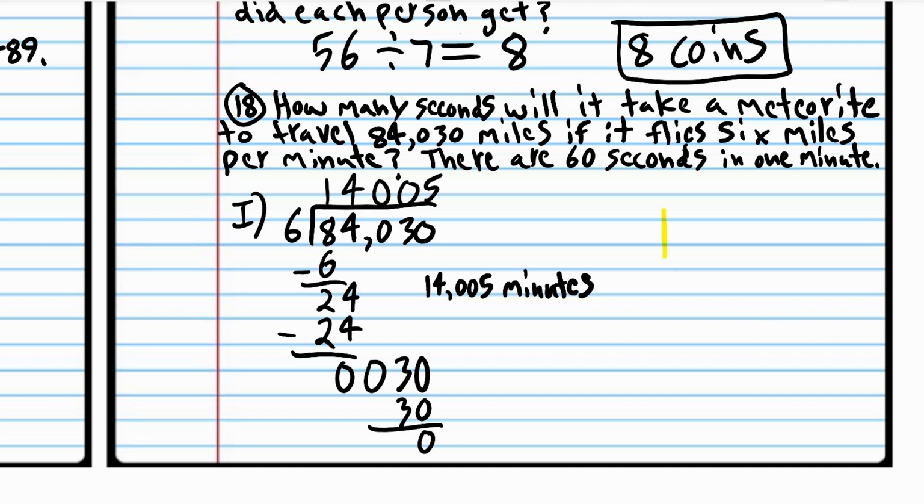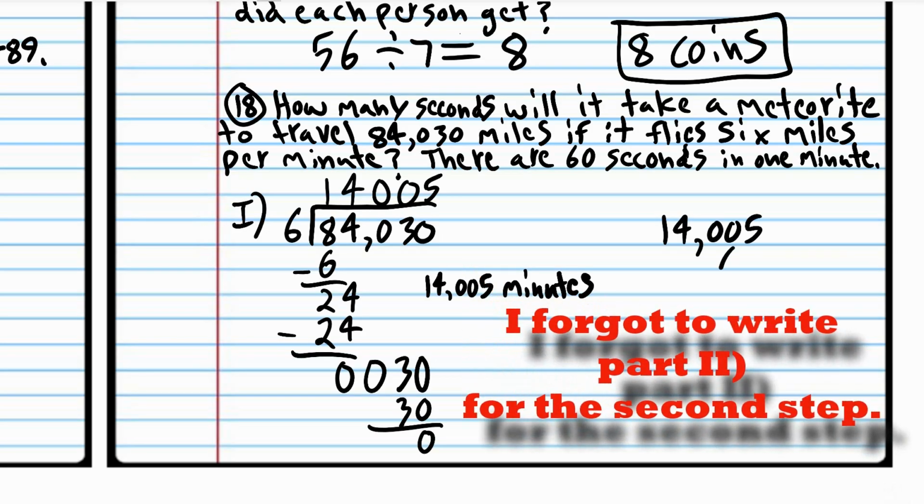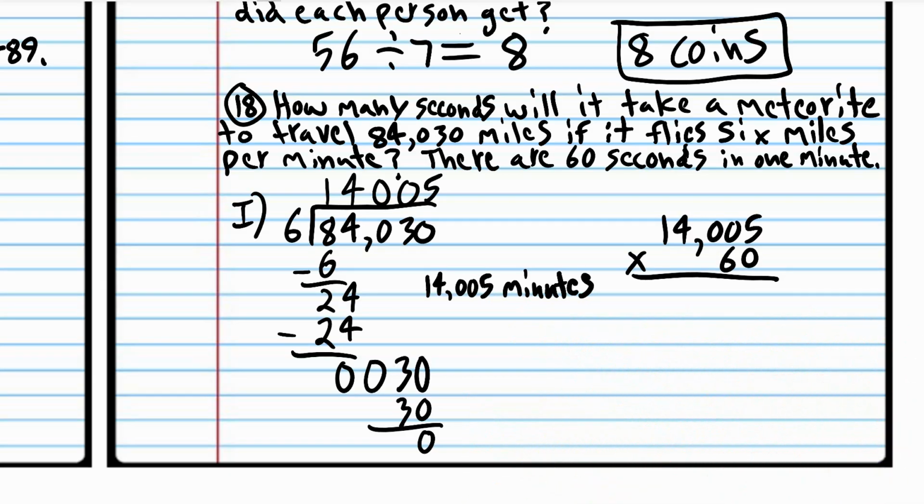14,005 times 60. Now this multiplication is not going to be as hard as you think because there's a lot of zeros. So 0 times 5 is 0, 0 times 0 is 0, 0 times 0 is 0, 0 times 4 is 0, 0 times 1 is 0. Again, we're just multiplying this 0 times all these numbers.